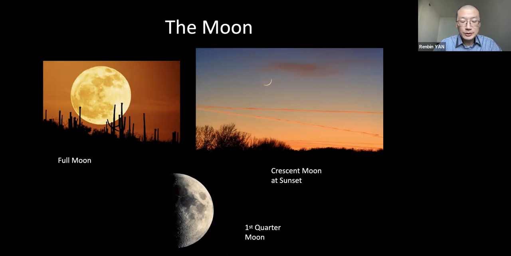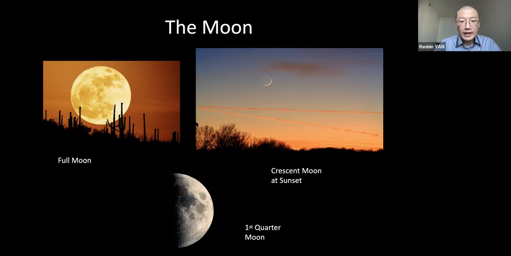So we have talked about the reasons for seasons, and now let's talk about why we have phases of the moon. So here are some pictures of the moon. Sometimes we can see the moon as a full moon, as a full circle. So we call that the full moon. And sometimes we can see just a silver crescent of the moon. And we call that the crescent moon. Sometimes it's just a very tiny silver lining. And sometimes we see the moon being half a circle, and we call that half moon.